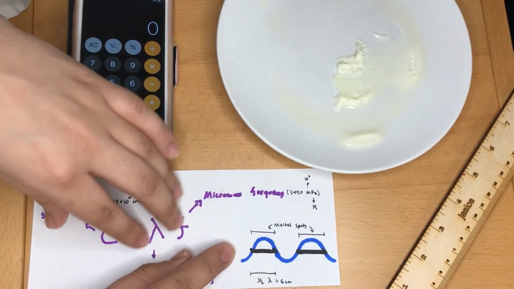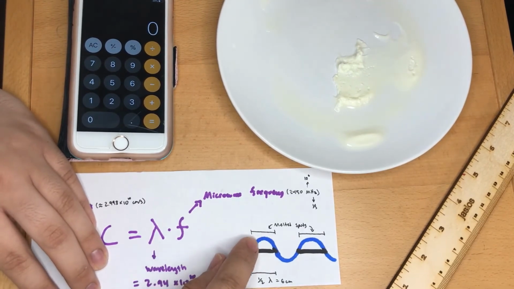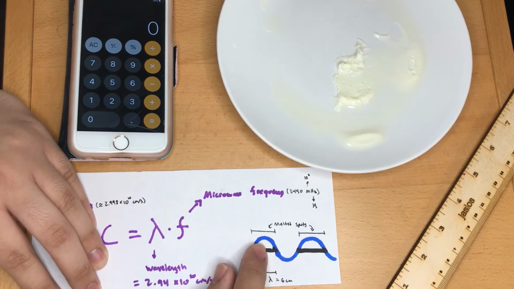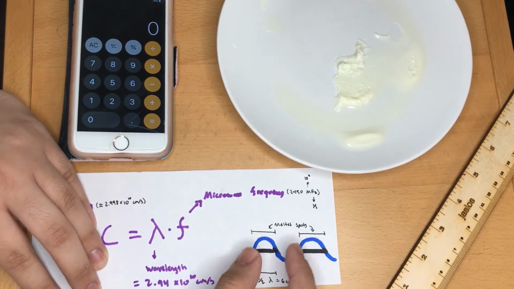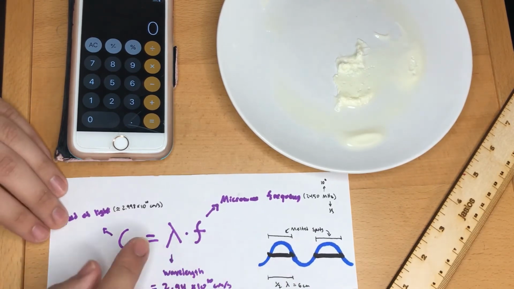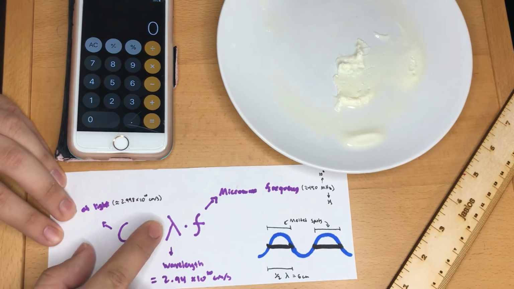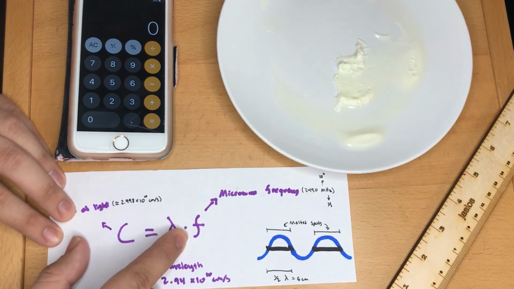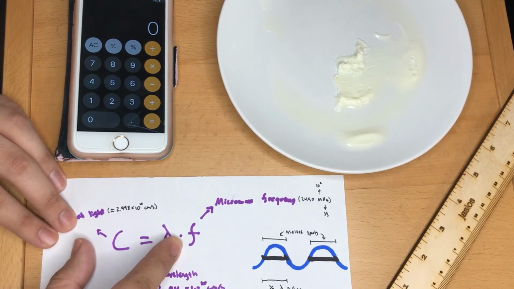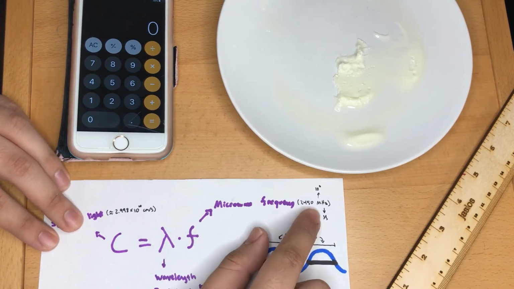Now, if we're looking at our wave diagram here, the distance of our melted spots was 6 centimeters, but to get the whole wavelength, which includes the peak and the trough, we need to multiply it by 2. So our wavelength in this case was 12 centimeters. Now with our formula, we need to multiply our 12 by our frequency, which we already found on the back of our microwave oven as 2,450 megahertz.